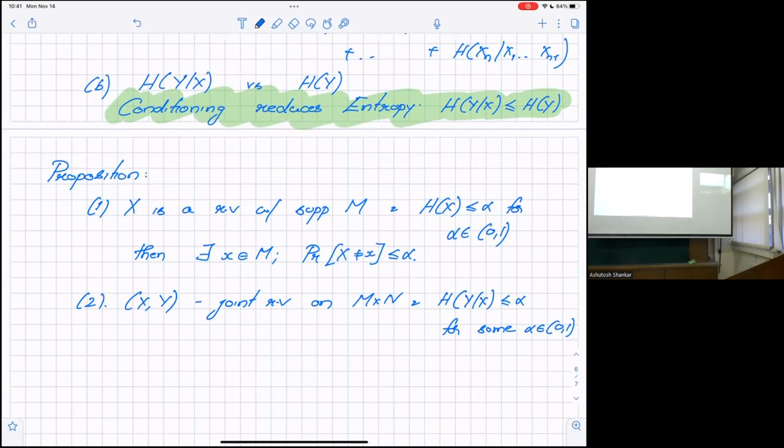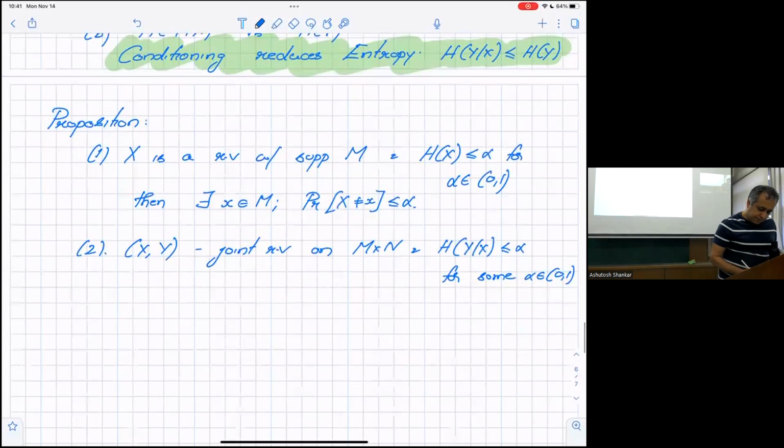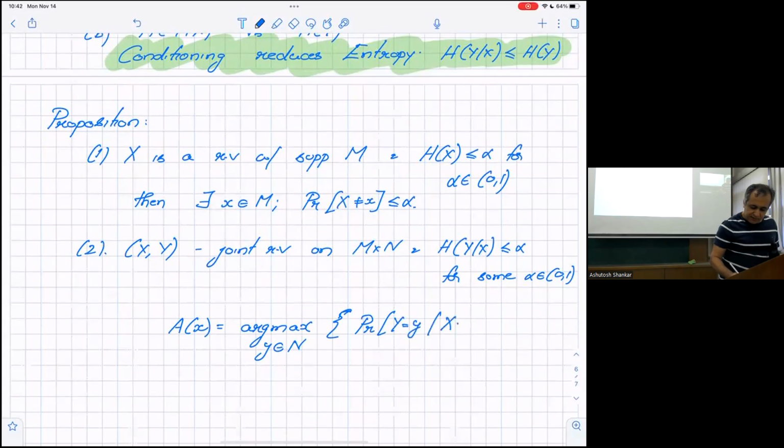So basically, I'm going to tell you the following. That is, if you define A of X to be the argmax over all y's in N of the probability that Y is equal to y conditioned on X being x. That's the most likely value Y will be given that X is x.